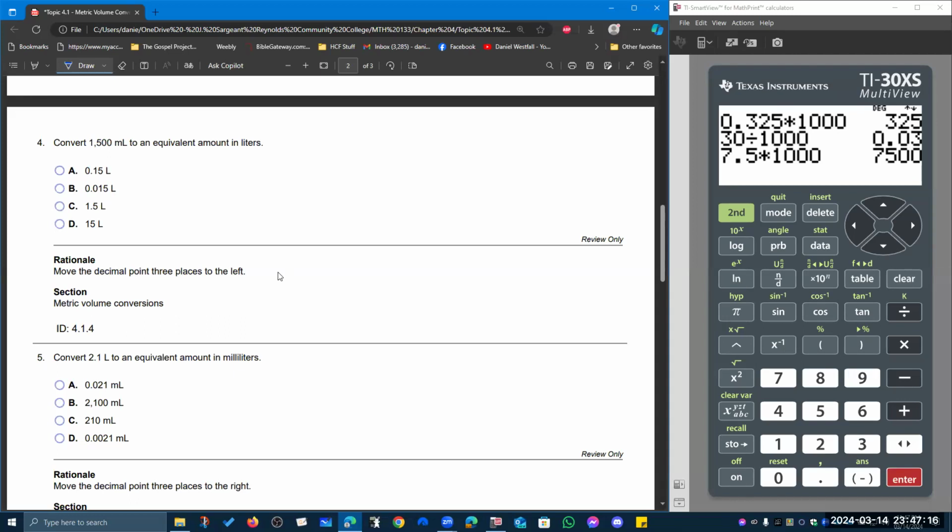So let's just go ahead and try, and I'll set up the problem, but let's try and use the rationale that's here. So 1,500 milliliters to liters. We're going to be dividing by 1,000 milliliters, 1 liter. So we're going to be moving the decimal point 3 places to the left. And when we do that, that's going to be 1.5 liters.